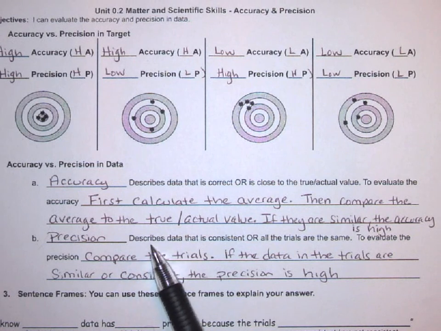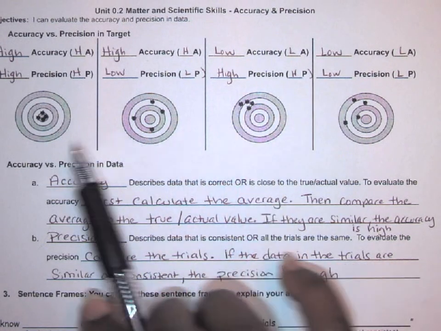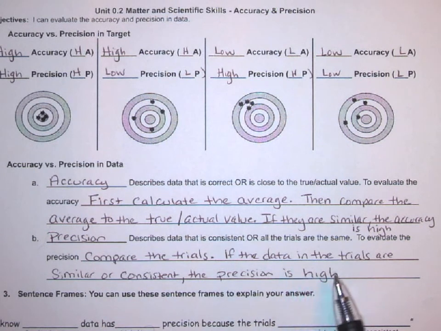Precision, on the other hand, describes data that is consistent or all the trials are the same, similar to how all the dots were together. The way that we evaluate precision is we compare the trials, and if the data in the trials are similar or consistent, the precision is high.